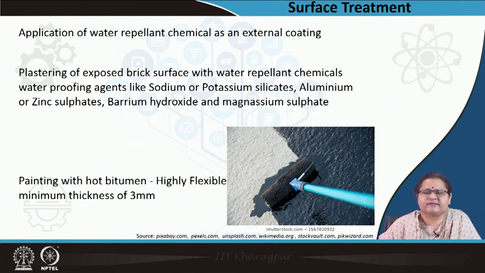So, plastering of exposed brick surfaces with water repellent chemicals, waterproofing agents like sodium or potassium silicates, aluminium or zinc sulfates, barium hydroxide and magnesium sulfate may be used for this surface treatment. Again, as I mentioned, you can use hot bitumen paint. This helps in waterproofing. It is done even for metal surfaces. It should be of a minimum thickness of around 3 mm and it can give an impervious, water repellent coating on top of the mother material or the material which you want to protect.